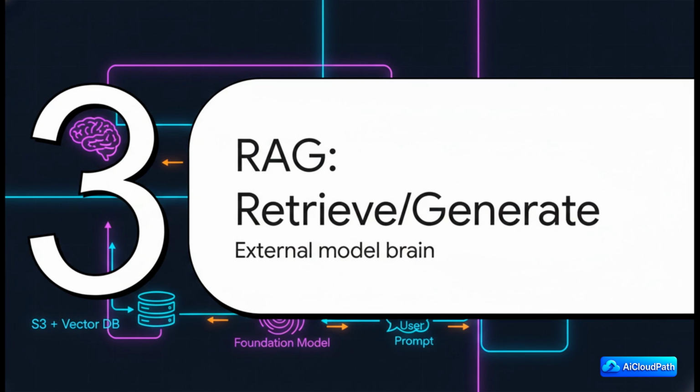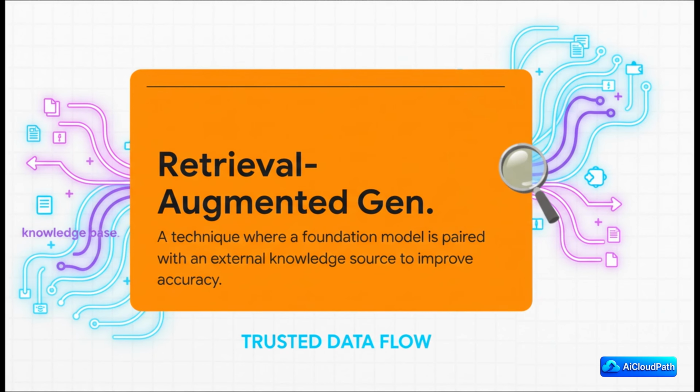Okay, so what happens when your model knows nothing about your company's brand new top secret product? You don't have to retrain the whole thing from scratch. Instead, you can give it what's basically an external brain using a technique called Retrieval-Augmented Generation, or as everyone calls it, RAG. At its heart, RAG is all about connecting your model to real, up-to-date facts.